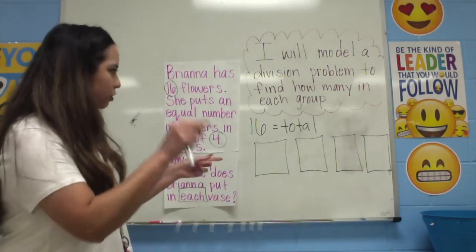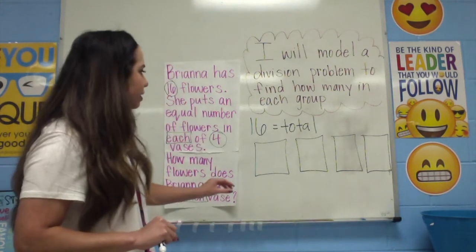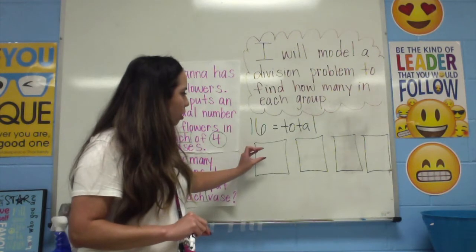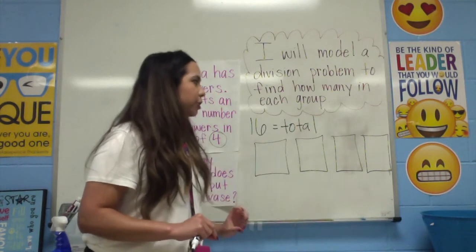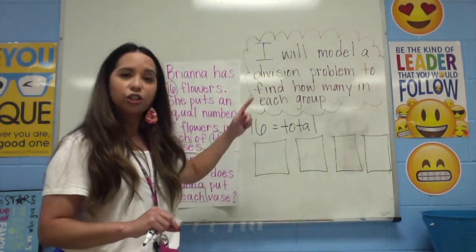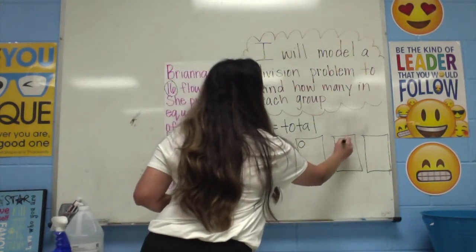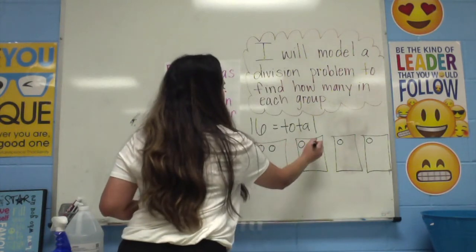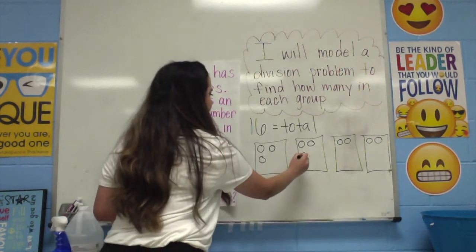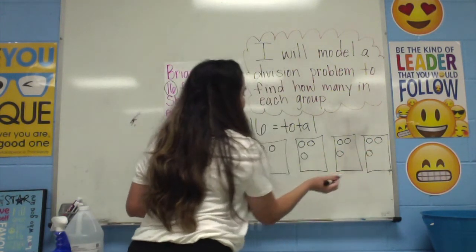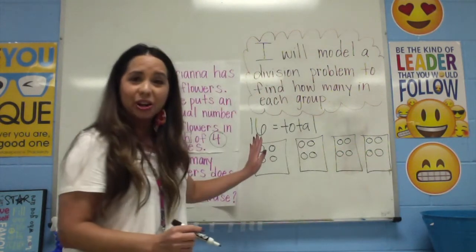So what I'm going to do is draw circles to represent Brianna's flowers. Since we are dividing, I'm going to draw 1 circle, and put each circle in each group until I get a total of 16. So watch me. 1, 2, 3, 4, 5, 6, 7, 8, 9, 10, 11, 12, 13, 14, 15, 16. I'm going to stop there.